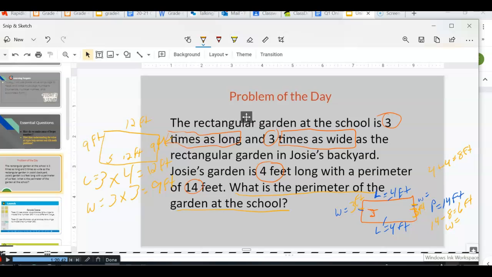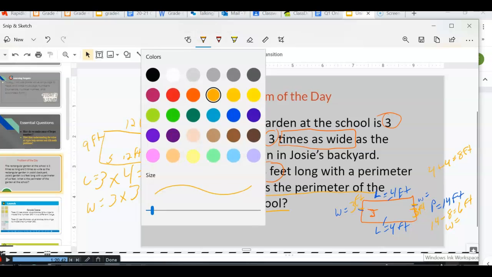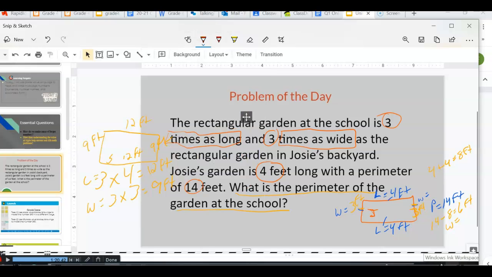Okay, so now back to our question. What is the perimeter of the garden at the school? So now we just need to add these up. We are looking at 12 plus 12 plus 9 plus 9. So when you add those all up, you should get 42 feet for your answer. So our answer to that problem is 42 feet.